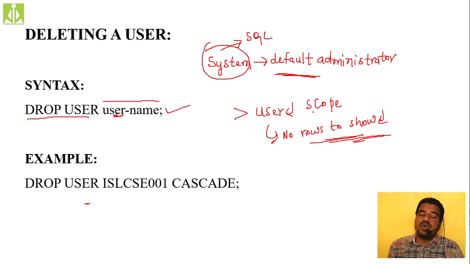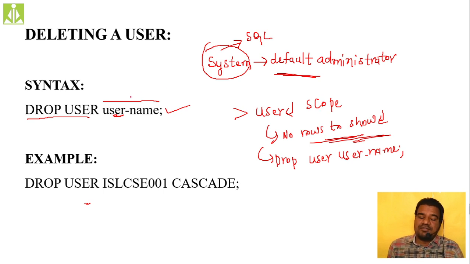So if the user scope is completely empty, you can use this command. You can use drop user followed by username. So when the user is completely empty, you can use this command.